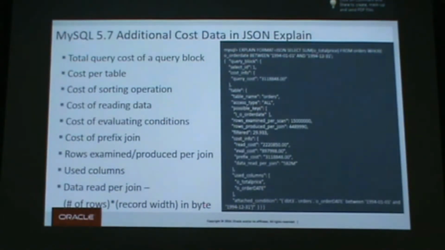Okay, so this is also another improvement. As I said, now we are able to get very detailed cost numbers. Whenever you have explain format equal to JSON and your query, it is going to give you all the details. What's the read cost and what's the evaluation cost, what's the prefix cost, and the amount of data read per join. All the information is now available. It was not available earlier on.